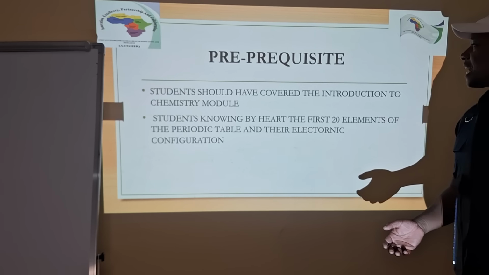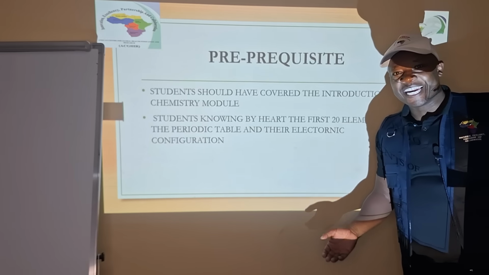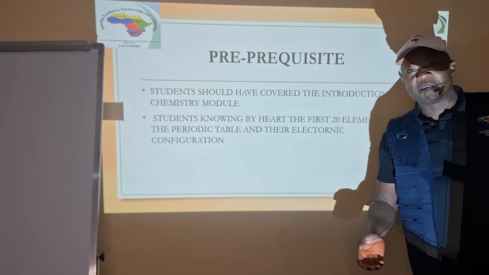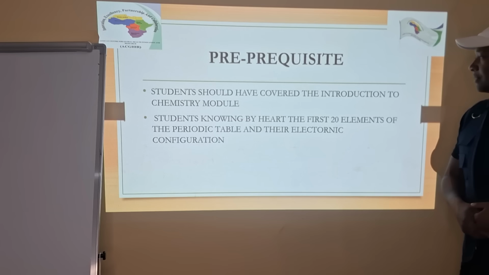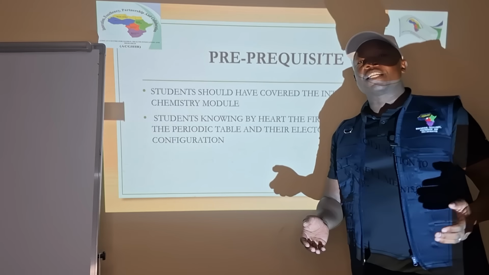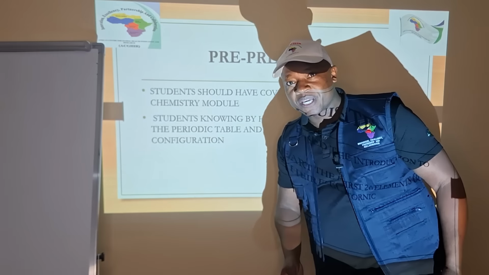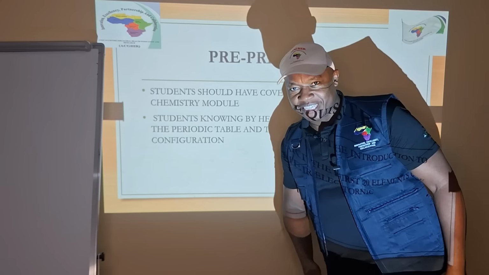So the prerequisites for our course, ideally the students should have covered the first 20 elements of the periodic table, and also they should have covered our introductory lecture in chemistry so that they'll be able to grasp the tenets of chemical bonding.